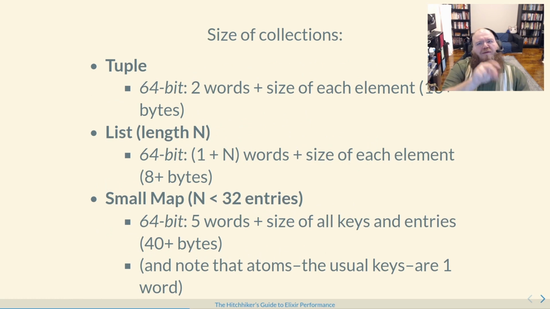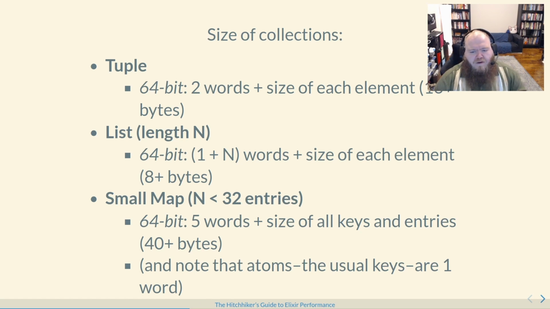Now, those are our numerical primitives, but vectors are collections of these, in our case, collections of length 2. So let's look at some of the sizes there. A tuple is 2 words long plus whatever the size of each element is. So that's going to be at least 16 bytes for us. A list of length n is represented by n plus 1 words plus the length of each of the elements, so it's going to be at least 8 bytes.